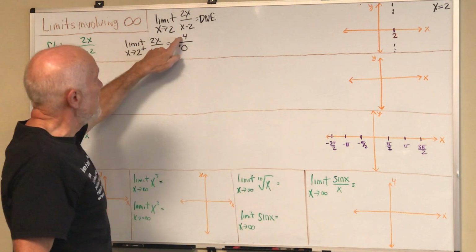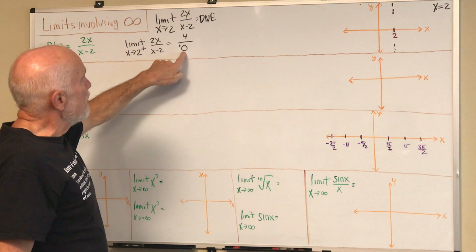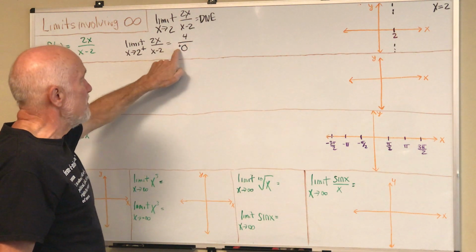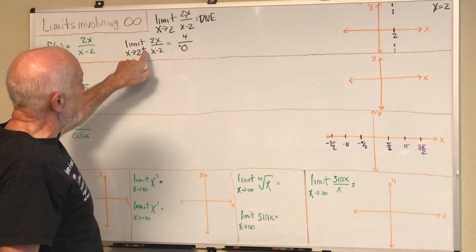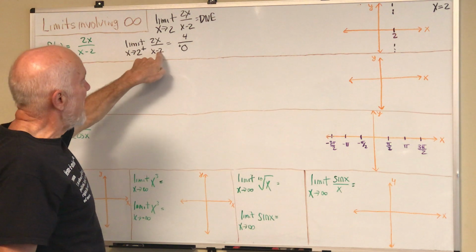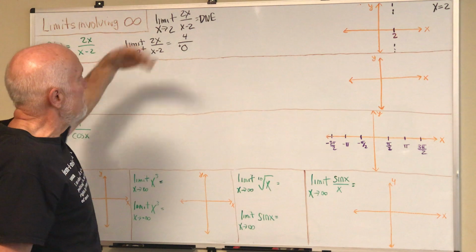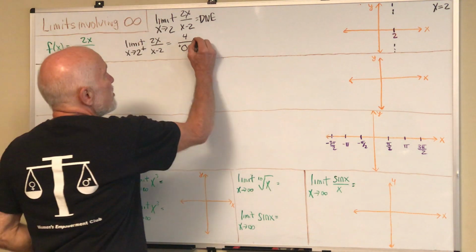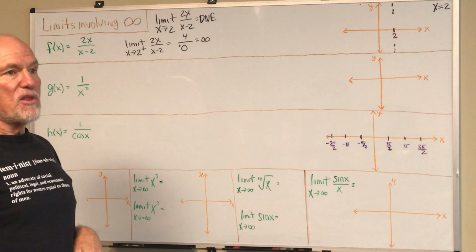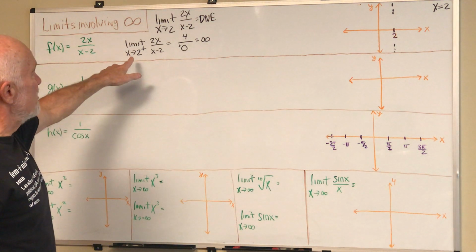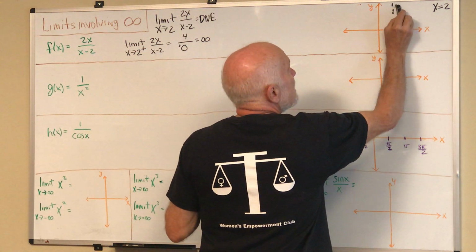Mind you, this is my own terminology, but it helps me understand what's going on here. Now we see the numerator is getting really close to 4. The denominator is getting really close to a real small positive number. That's what this means. Because why? Because when you approach 2 from the right, x minus 2 is always going to be positive. So what do you get when you take a positive divided by a positive? You get a positive number. So this is going to approach infinity. We know what's happening to this function as x approaches 2 from the right. It's going up to infinity.